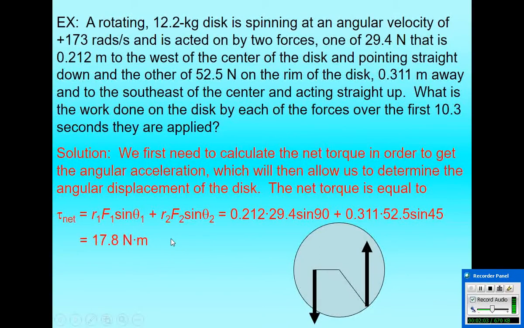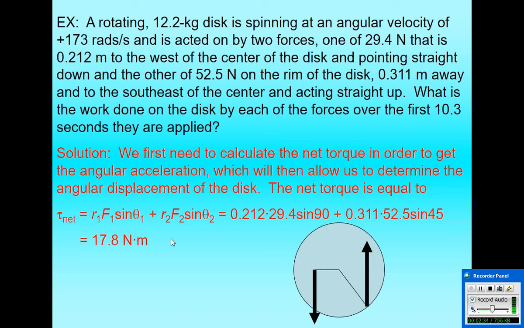We have a solid disk with a mass of 12.2 kilograms, and it is initially spinning with an angular velocity of positive 173 radians per second. The positive means it's spinning counterclockwise. Now we have two forces acting on it, and each of those forces is creating a torque. One of the forces is 29.4 newtons. It is 0.212 meters away, in fact, to the west of the center of the disk, and is pointing straight down.